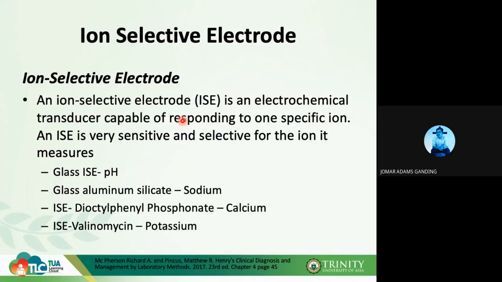So the glass ion selective electrode is dedicated for your pH. In the ion selective electrode, we have now the glass aluminum silicate, which is dedicated for your sodium. Your ion selective electrode with dioctyl phenyl phosphonate is for your calcium. Your ion selective electrode that has a valinomycin membrane is specific for potassium.